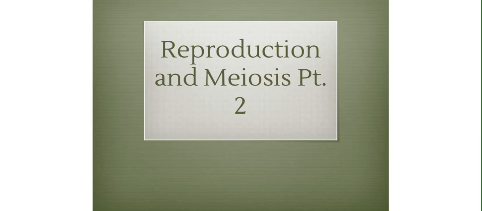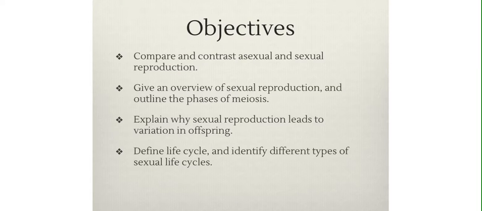After this video, you should be able to explain why sexual reproduction leads to variation in offspring, define life cycle, and identify different types of sexual life cycles. So really only 2 things, the other 2 things we covered in the last video.